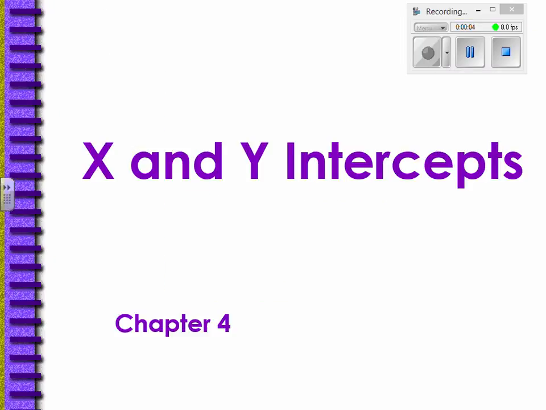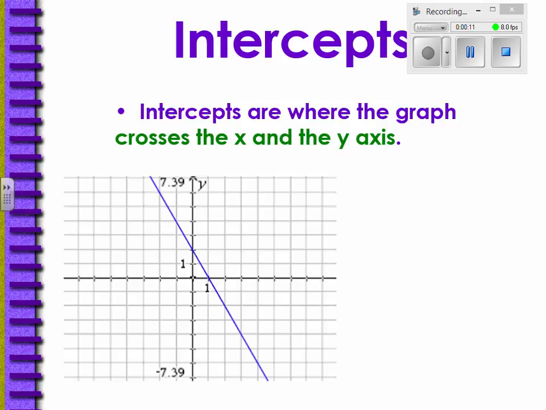In this lesson, we're going to look at x-intercepts. We're going to define them and learn how to find them from an equation and a graph. So intercepts are where our graph of our line, or it could be a curved graph, whatever it is, crosses the x and the y axis.